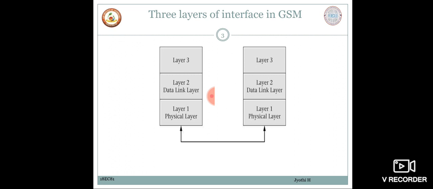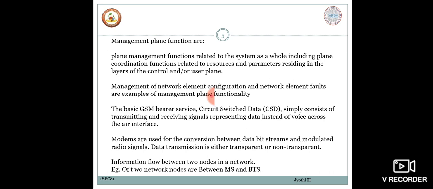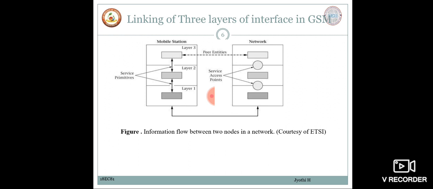So, let us take a review of the GSM protocol architecture, as shown in the figure. As shown in the big figure here, there is the information flow between two nodes in a network. As we learnt, the application data is sent down through the protocol stack, across the physical interface, and up through the protocol stack of the receiving node.